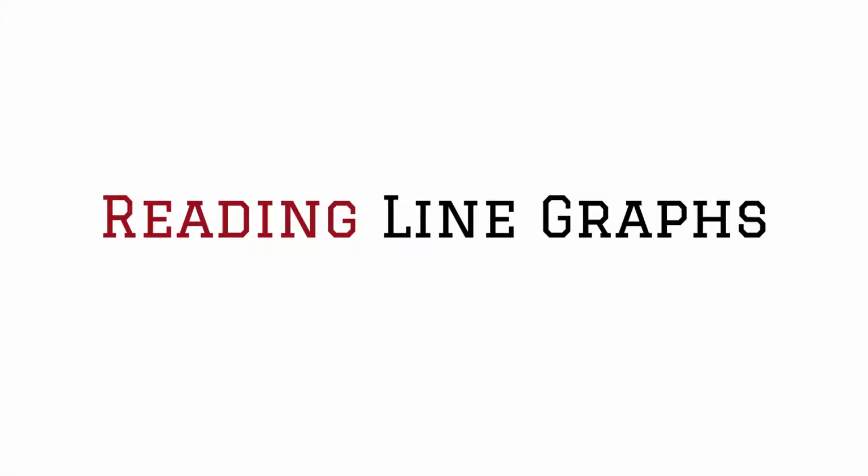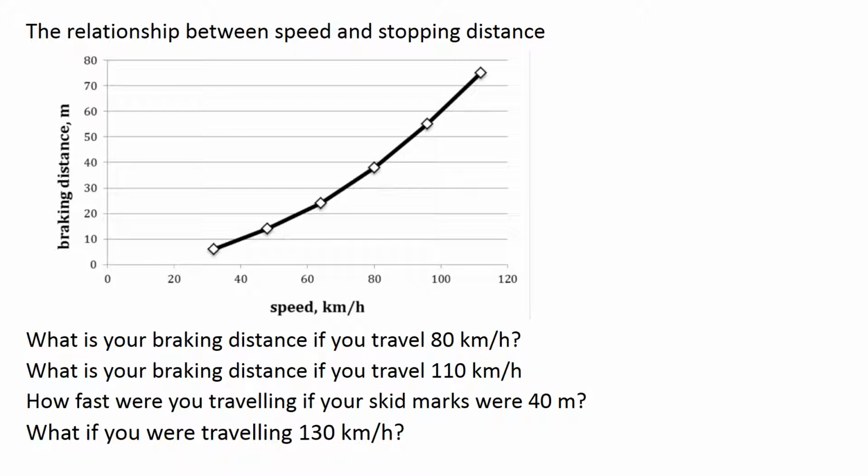So we're going to get some practice at reading line graphs. The faster you go, the longer it's going to take you to stop. And that's what this graph represents. It represents the relationship between speed and stopping distance. So the police would use this, for example, to measure your skid marks, and that tells you how long it took you to stop. And that means using this graph, you could then predict how fast you were going.